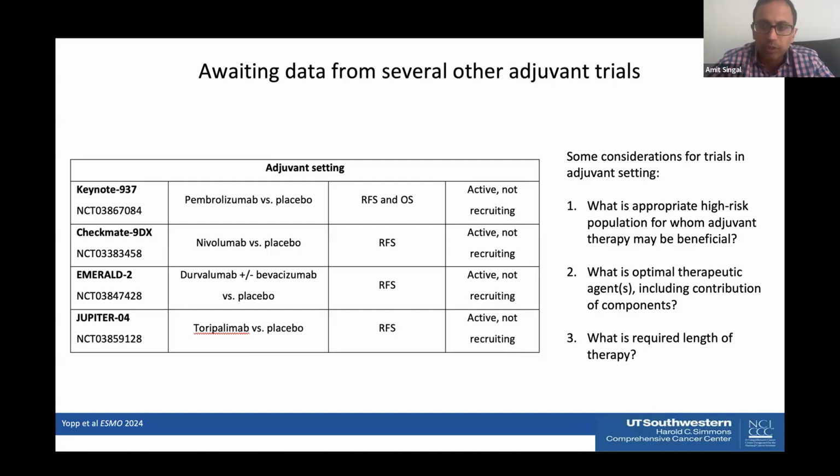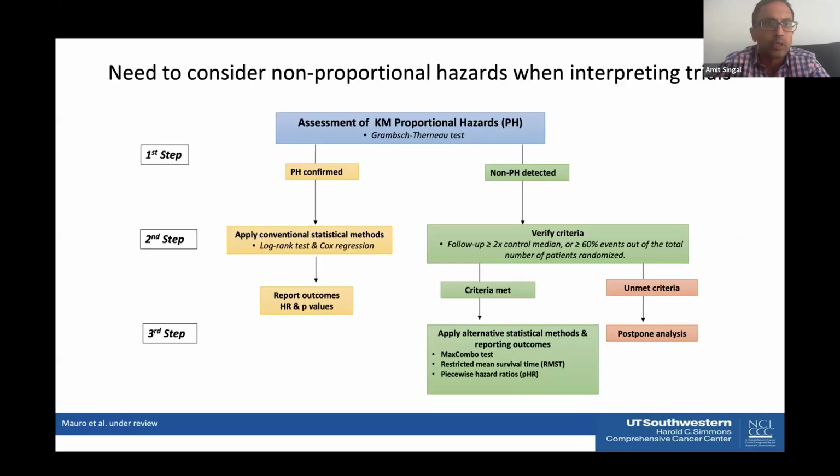Obviously, the agents are different. There may be different lengths of therapy. All of these things may make a difference, and we can talk about this during the discussion period of how much each of these factors may make a difference. If anything, I think the first one is the most interesting when one is thinking about an adjuvant therapy trial in terms of how do you define high risk where adjuvant therapy may be beneficial and it's not too high risk where like that horse is out of the barn.